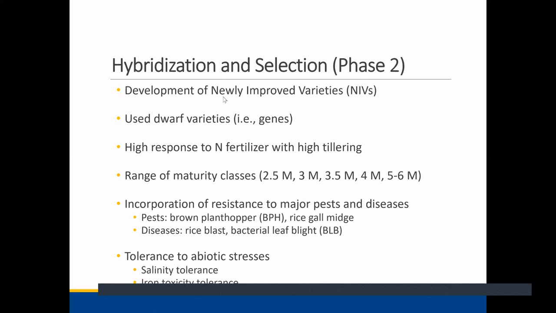So in phase two, we developed these newly improved varieties. Because of this problem with these taller varieties, we used dwarf, meaning short varieties. If you are using a variety, it means you are taking the gene from that particular variety. So they had a high response to nitrogen fertilizer with high tillering. You know what tillers are.